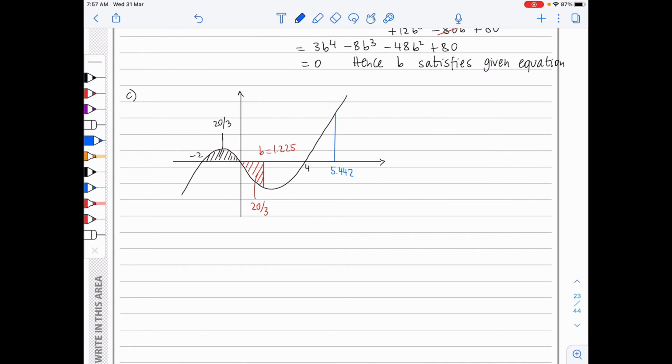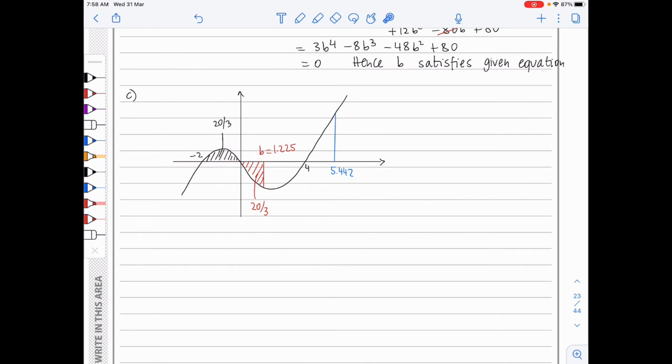And we need to explain the significance of that value, the 5.442. So now, integrating from -2 to b will give me a result of 0 because the two areas match. One is above the x-axis, so it's contributing positively. The other is below the x-axis, so it's contributing negatively. So overall, they cancel out.